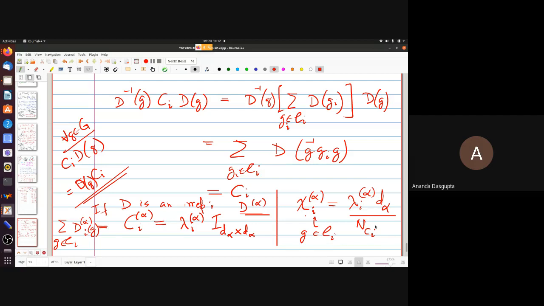And since you know lambda I, you know d alpha, because since you are given the matrices, you know the dimensions. Then finding the character simply becomes: take the lambda I, multiply by d alpha, divide by the number of elements in a class, you're done. Okay. So if you're given a bunch of matrices, checking whether they form an irrep, and if they do, finding out the characters corresponding to that irrep becomes a trivial task. Okay?